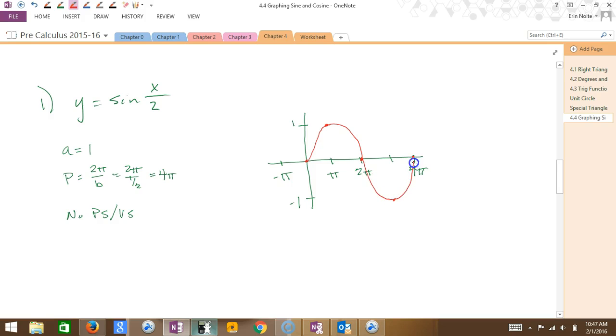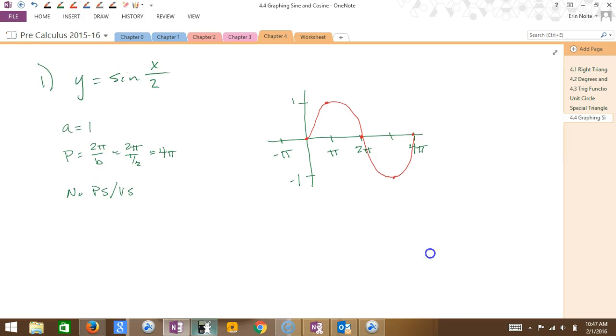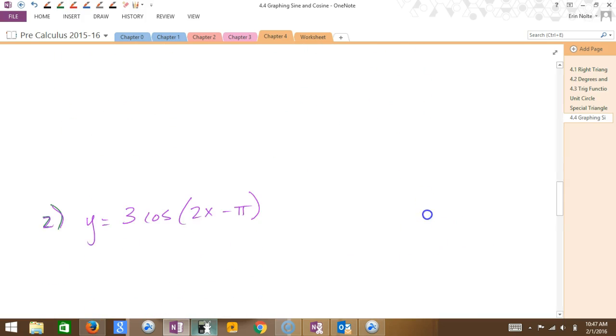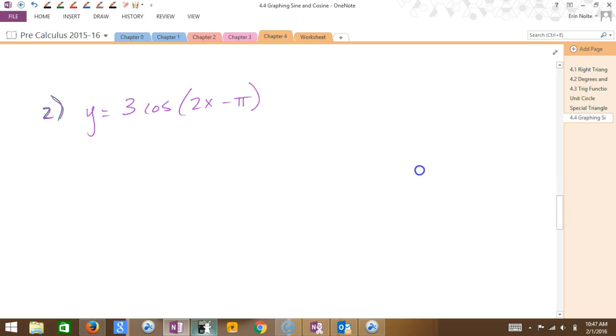So remember you're drawing a wave that goes up and down, but all I want to see is just the one little S because we're doing a sine. That's it. Not bad? Not too bad? Okay, let's do another one. Let's do this one.